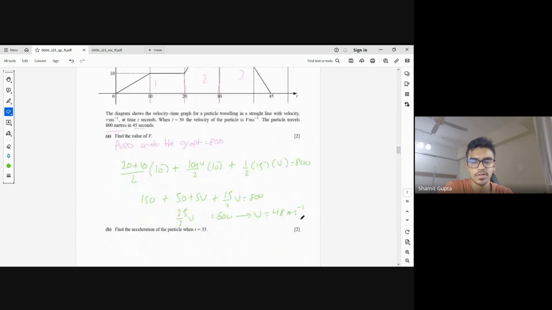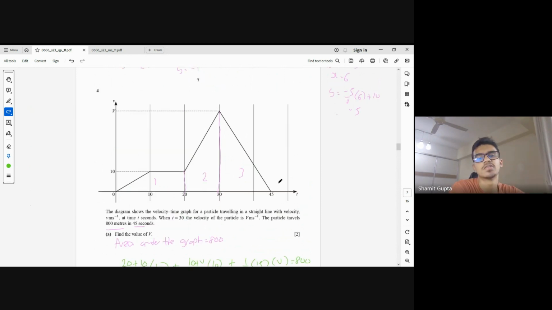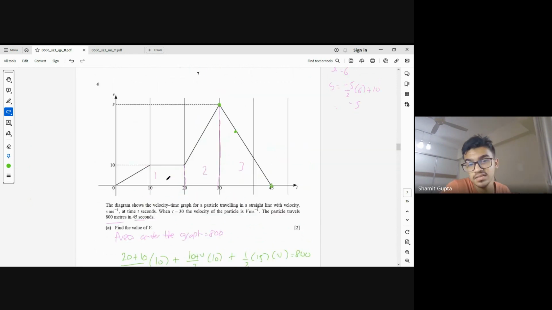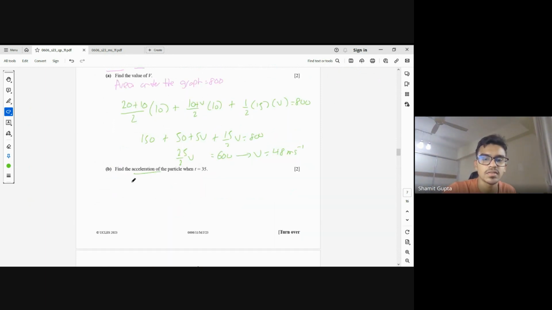Find the acceleration. Let's just cross-check this very quickly by putting the value in the calculator. Yeah, I think it should be fine. Find the acceleration of the particle when t is equal to 35 seconds. So they want the acceleration somewhere here. This is a straight line, so the acceleration at every point is the same. So you can just find the gradient between these 2 points, and that will be the acceleration at t equal to 35. This specifically says acceleration, so you'll need to give your answer as a negative. If they said find the deceleration, then you can give your answer as positive.